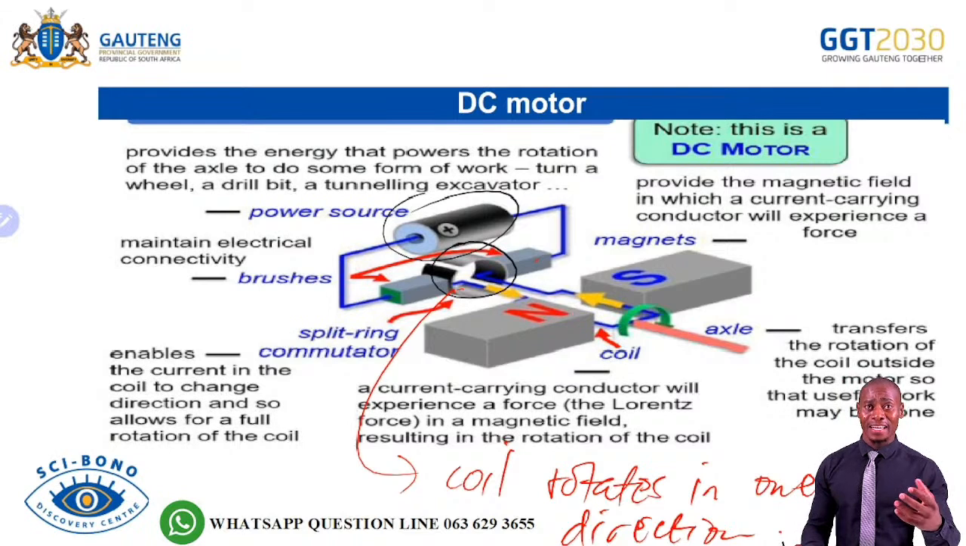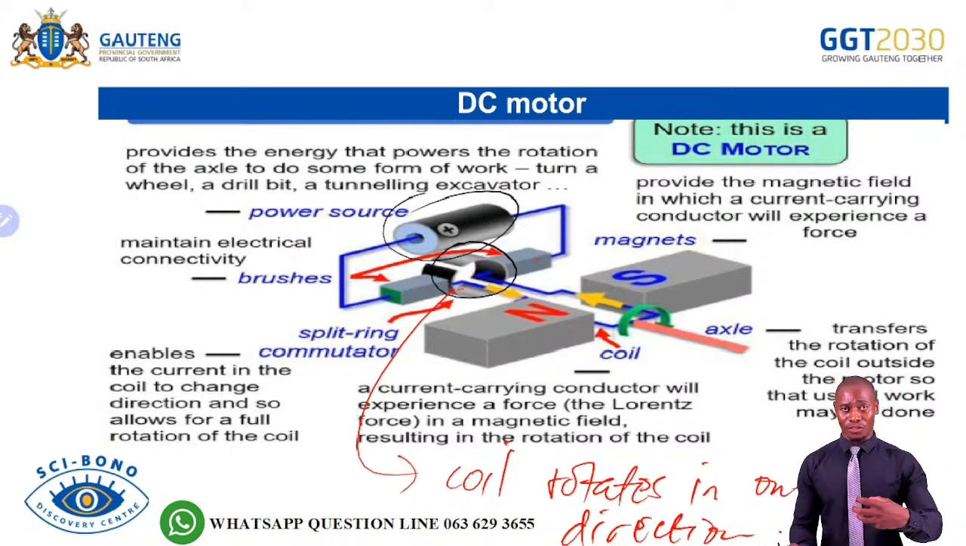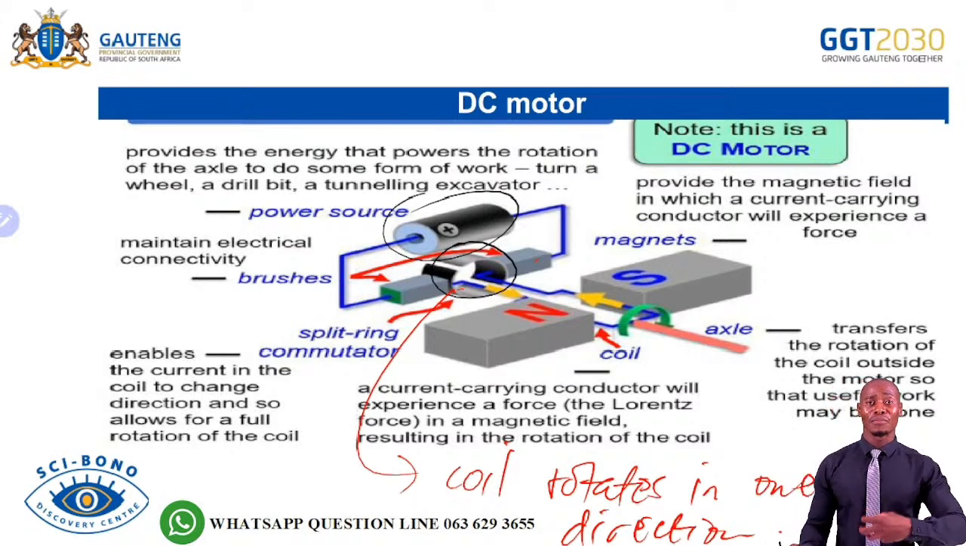But when it comes to a generator, the brushes make contact with either the split ring commutator or slip rings to ensure that the current also reaches the external circuit. Remember, the current is coming from the internal circuit, so it's from internal to external. But with motors, the current is from the external to the internal. So they make that electrical contact between the internal circuit and the external circuit. That is the function of the carbon brushes.